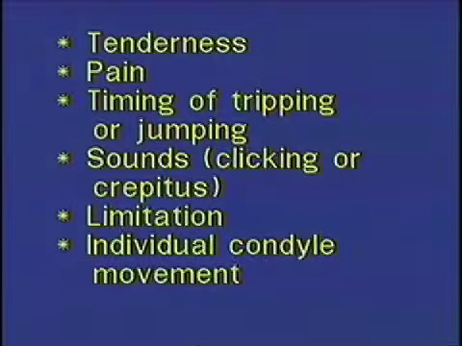The eccentric movements are all first performed with the teeth apart to exclude any proprioceptive influence from the periodontal ligaments, and then with the teeth occluded. The temporomandibular joints are compared for differences in size, smoothness, and timing of movements when the teeth are occluded and when apart. Notes should be recorded on all significant aspects such as tenderness, pain, timing of tripping or jumping, sounds such as clicking or crepitus, limitation, and whether or not the individual condyles move symmetrically with respect to one another.